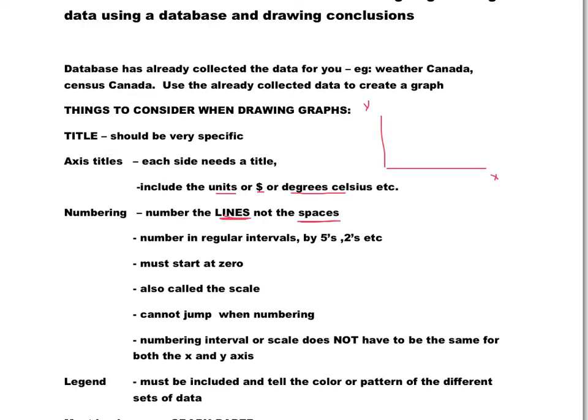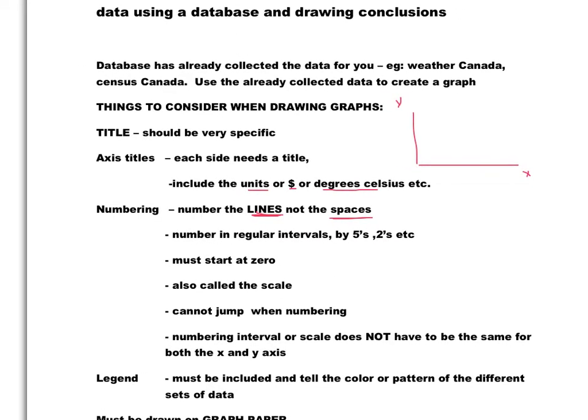As well, when you're numbering, remember to number in regular intervals. So counting by 5s, by 2s, and so on. You must start at 0. Okay. Remember, the numbering is also called the scale. So when any question asks you about scale, that's what you're looking for.